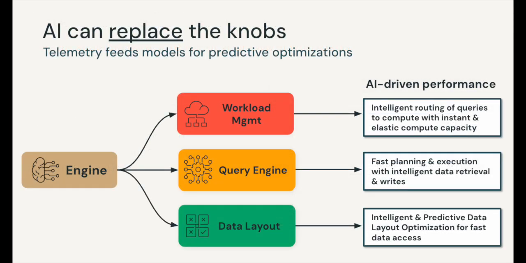But how does this happen all under the hood? It's through three performance features: Photon, Predictive I/O, and Intelligent Workload Management. Photon is the native vectorized query engine on Databricks. It makes your existing SQL and DataFrame API calls faster and reduces your total cost per workload.